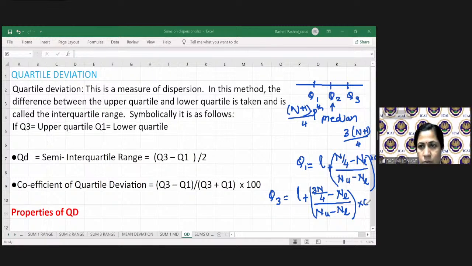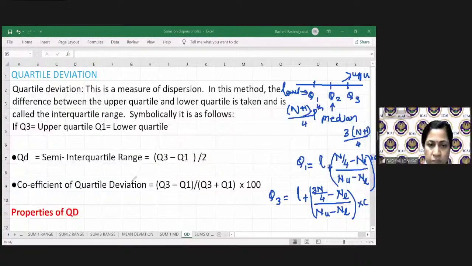Q3 जो होता है उसको हम बोलते हैं, ये होता है मेरा अपर क्वार्टाइल, और Q1 जो होता है ये होता है मेरा लोअर क्वार्टाइल। ठीक है, so this is my upper quartile and this is my lower quartile. Okay, so what is interquartile range? Semi interquartile range or QD is written as Q3 minus Q1 upon 2.